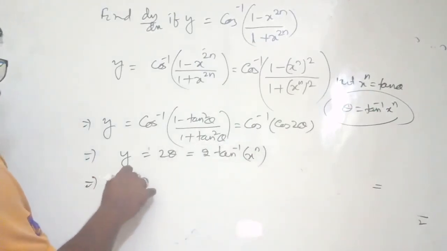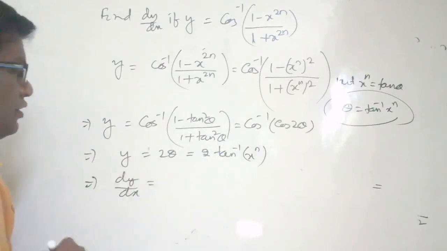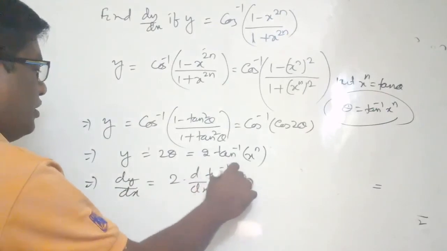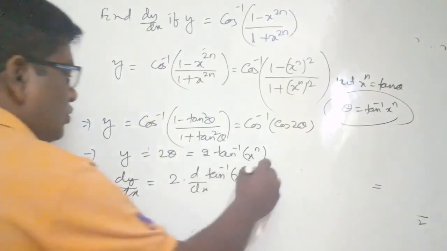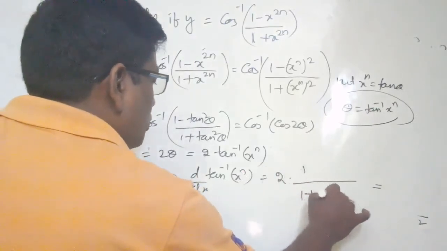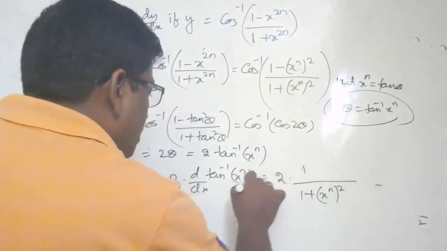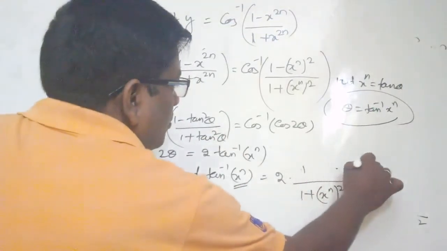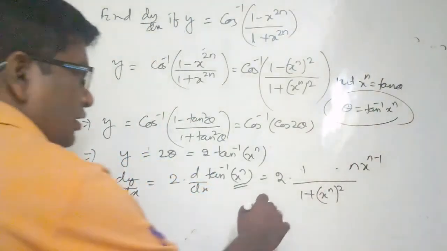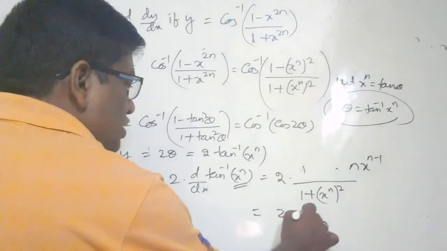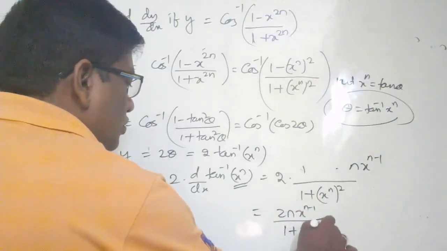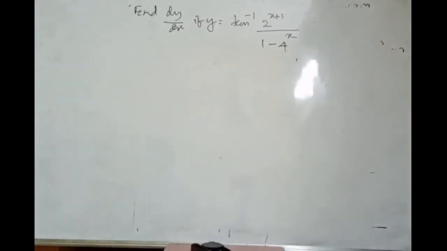Now dy by dx is equal to 2, a constant, into d by dx of tan inverse x to the n. This is equal to 2 into 1 by (1 plus x to the power n whole square) into the derivative of x to the n, which is n into x to the n minus 1. So the final answer is 2n x to the power n minus 1 divided by 1 plus x to the power 2n. This is final.